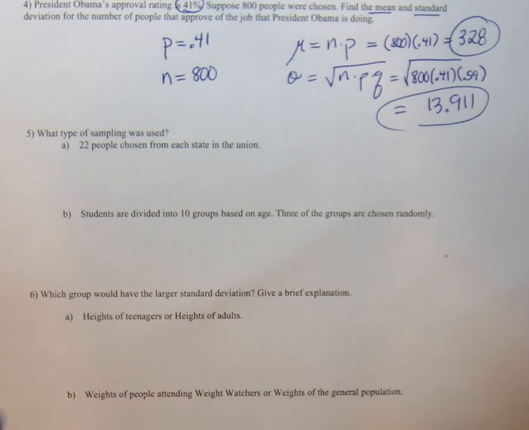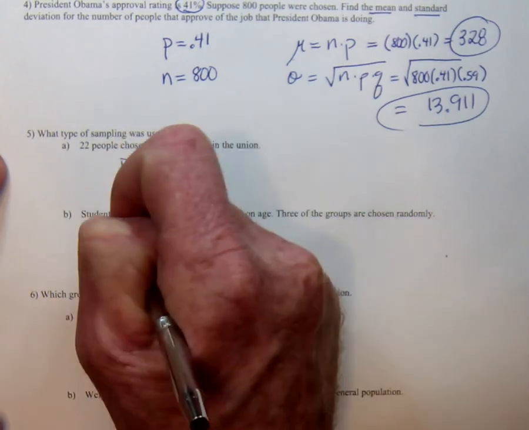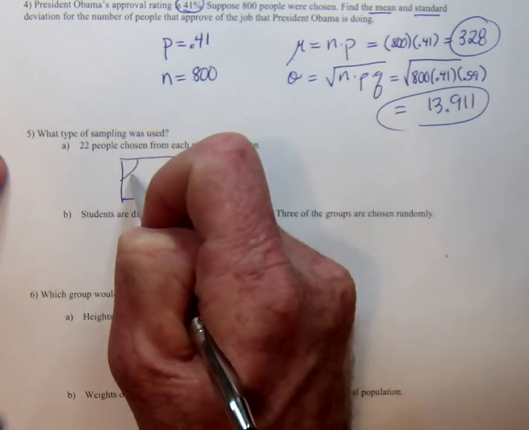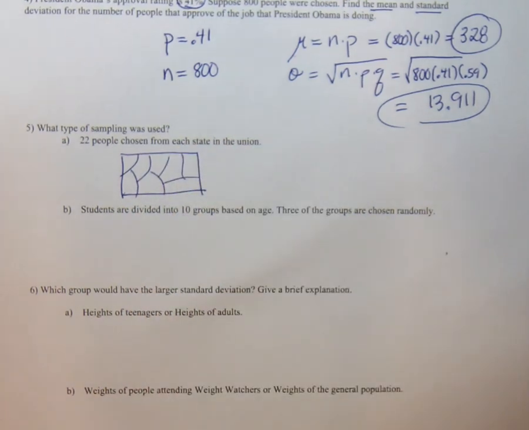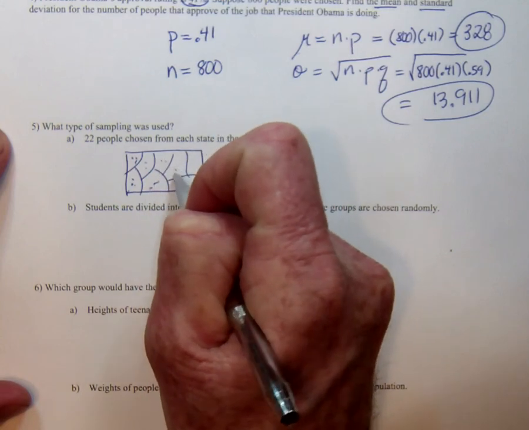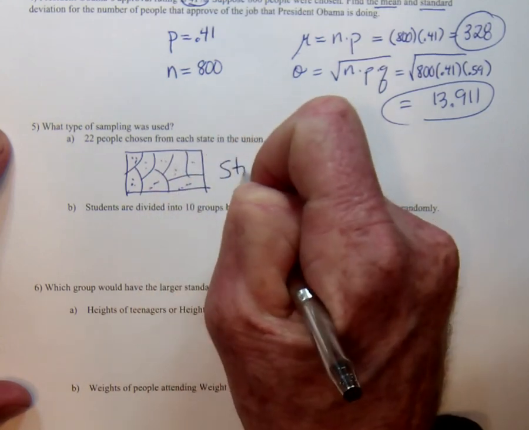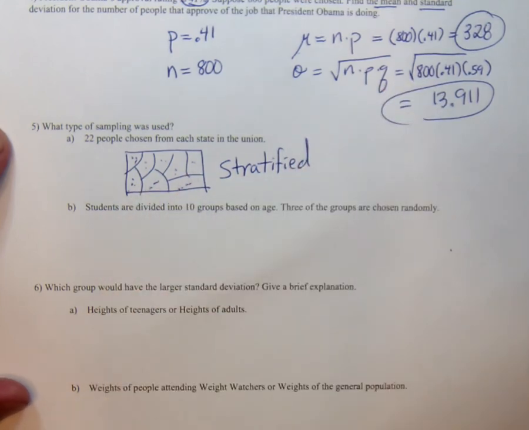So there were 5 types of sampling methods way back in chapter 1 or somewhere way at the beginning. So 22 people are chosen from each state in the union. You basically take the United States, which looks like a rectangle, and divide it into states, so divide it into pieces, and then you choose 22 from each state. So 22 here, 22 here, 22 here. That is called stratified. And these pieces are the strata.